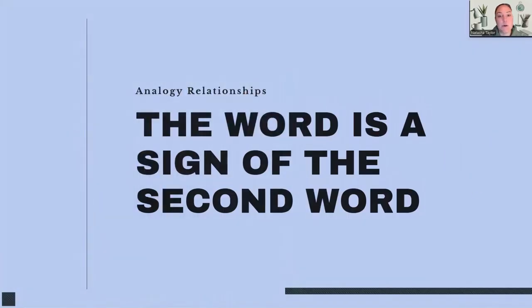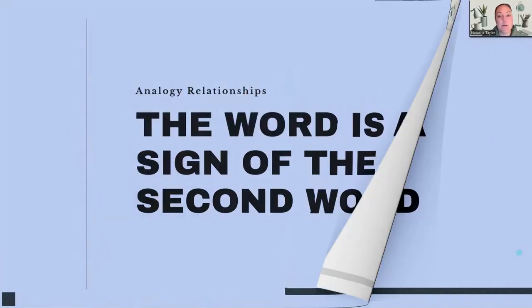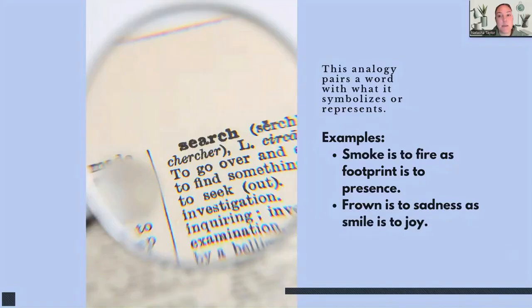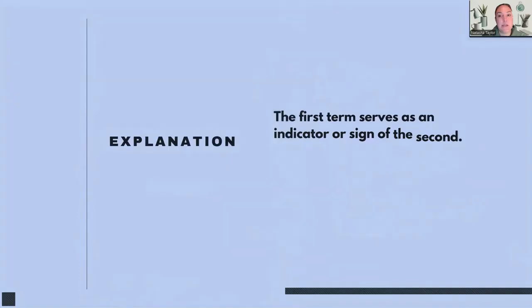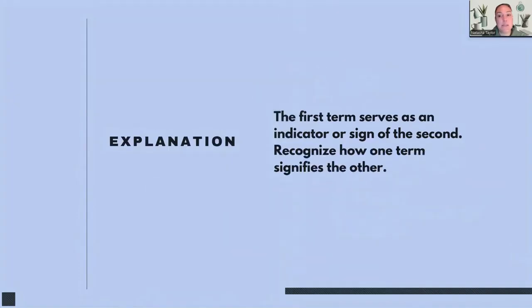Analogy relationships. The word is a sign of the second word. This analogy pairs a word with what it symbolizes or represents. Examples: smoke is to fire as footprint is to presence. Frown is to sadness as smile is to joy. Explanation. The first term serves as an indicator or sign of the second. Recognize how one term signifies the other.